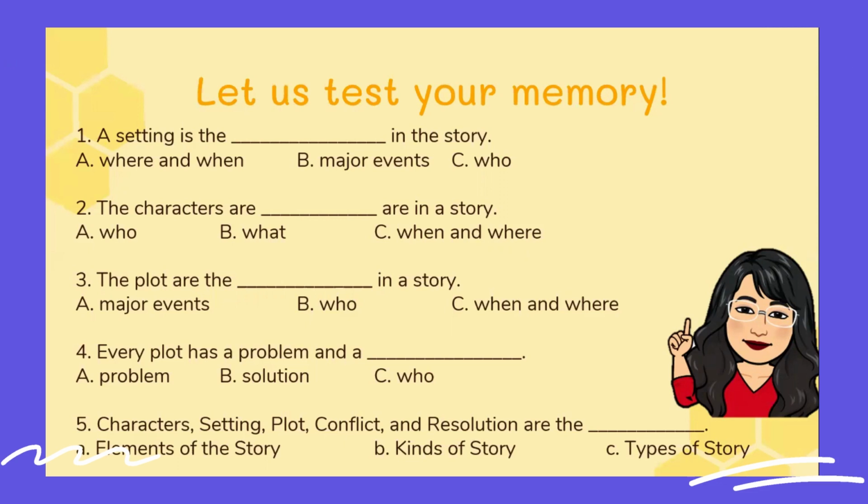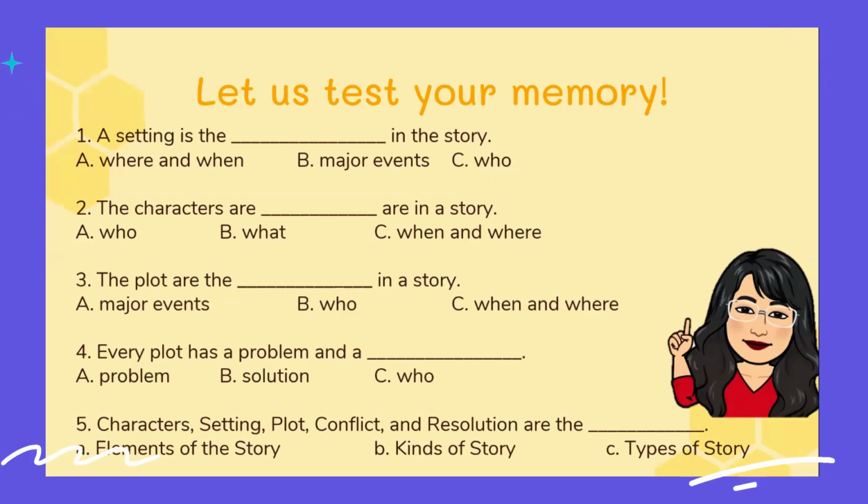A. Problem. B. Solution. C. Who. Perfect. The correct answer is letter B. Solution. Number 5. Characters, setting, plot, conflict, and resolution are the blank.